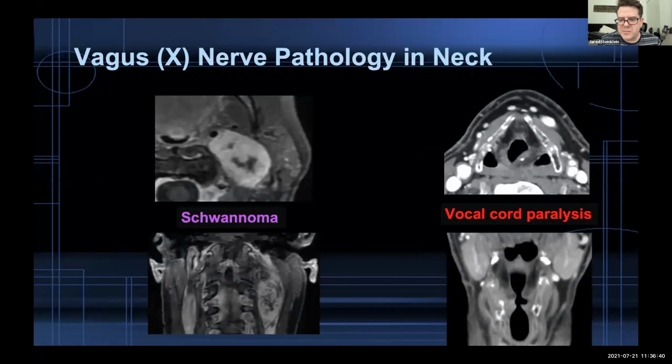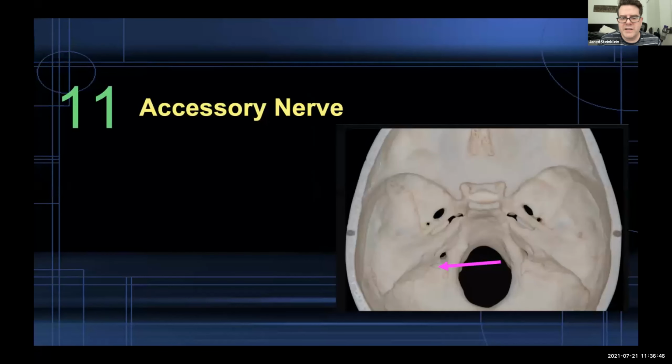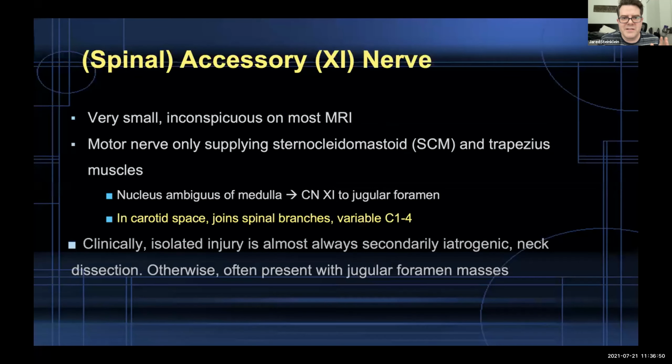Here's just some examples. So again, schwannoma. Next. All right, same hole. Next. So again, not much to talk about 11. It's very small, inconspicuous on most in-section MRs that I've seen. But again, with jugular foramen pathology, it's often seen with the 9th and 10th nerve also being abnormal as well. Next.